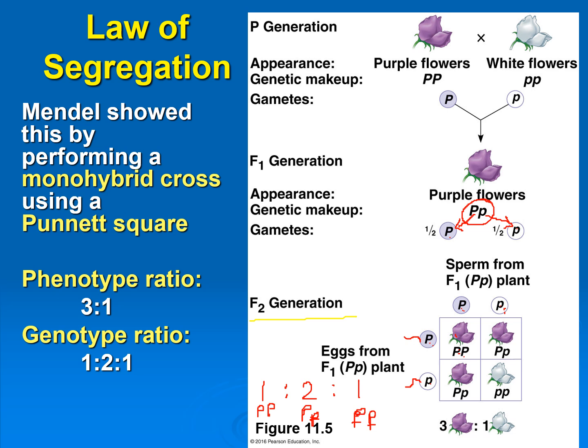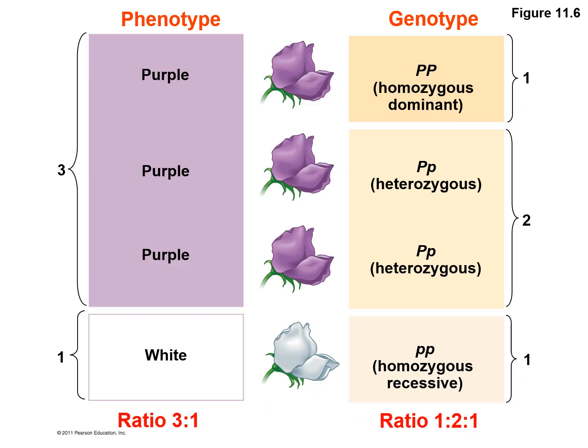By looking at these numbers, Mendel was able to figure out this law of segregation. He figured that to get these ratios, these 2 alleles have to be separating from each other and ending up in separate gametes. Again, looking at the ratios, with the phenotype you've got 3 purple offspring to 1 white offspring, and with the genotype ratio, you've got 1 homozygous dominant to 2 heterozygous offspring to 1 homozygous recessive offspring.